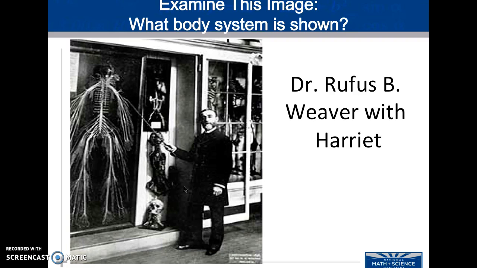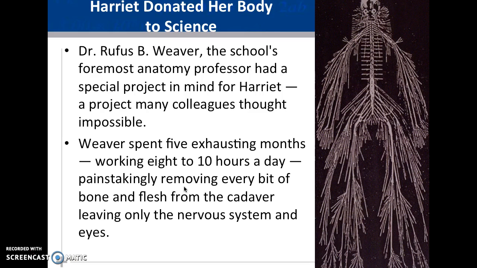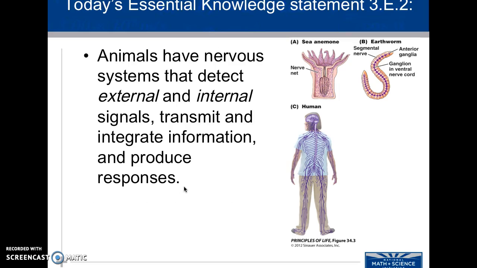So Dr. Rufus B. Weaver and this person, Harriet, we are looking at, if you look on the right, an image of all of the nerves. And this was a special project because someone donated their body to science, Harriet, and this professor was an anatomy professor, and he basically painstakingly removed everything except for the nervous system, which nerves are super, super thin strands, as you can see. If you can imagine painstakingly removing all of this, it's an exhausting task. So there are specimens like that in different museums, but it takes a very long time to isolate the nervous system.